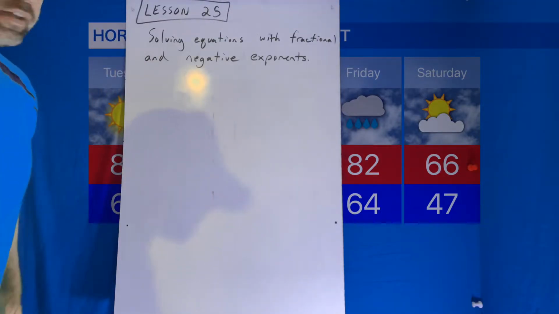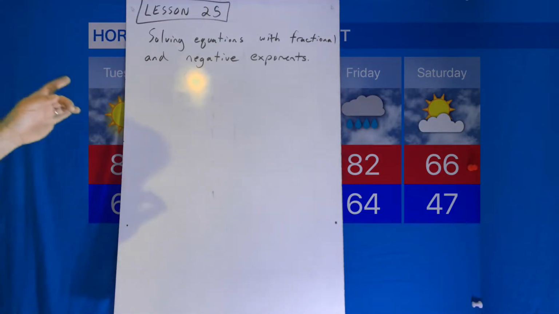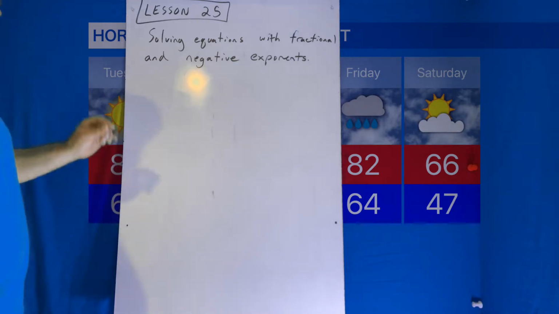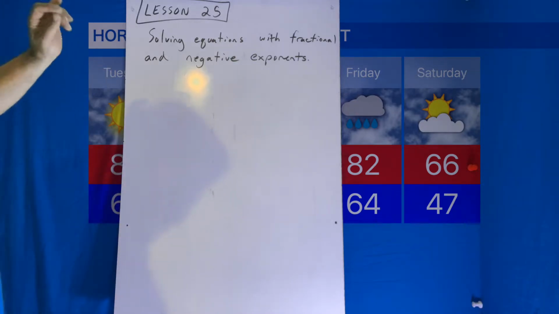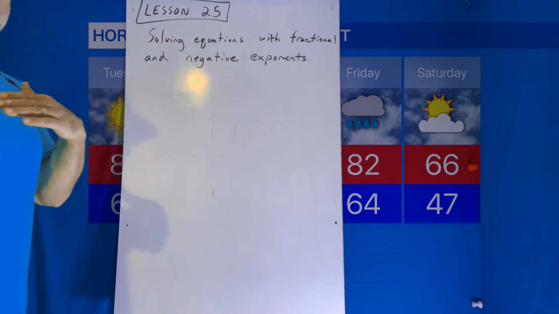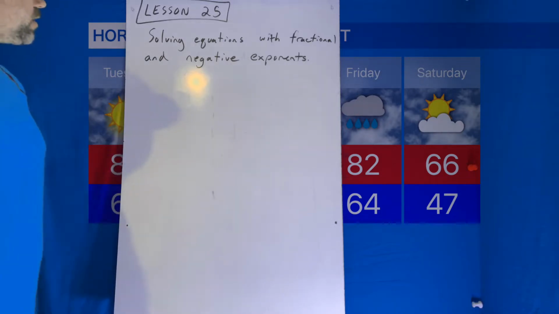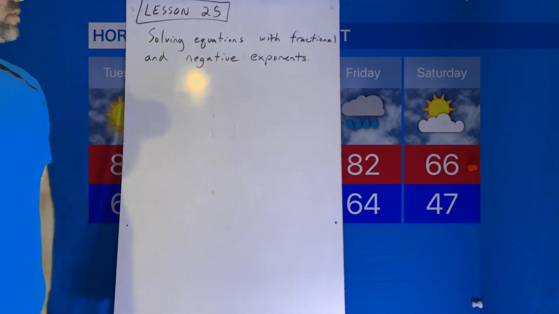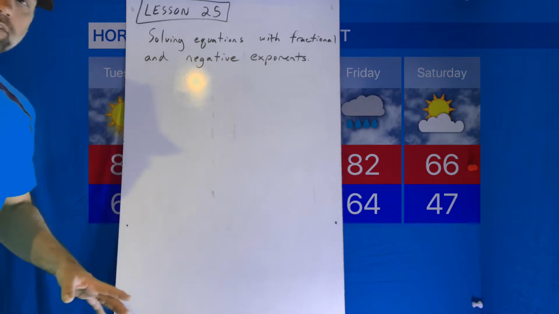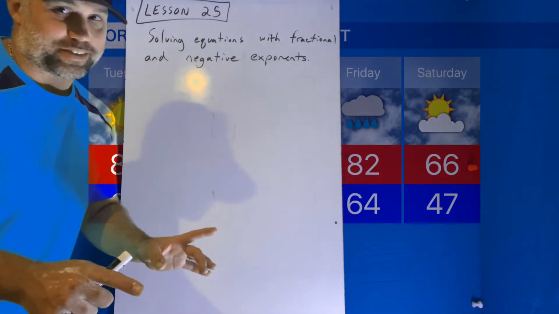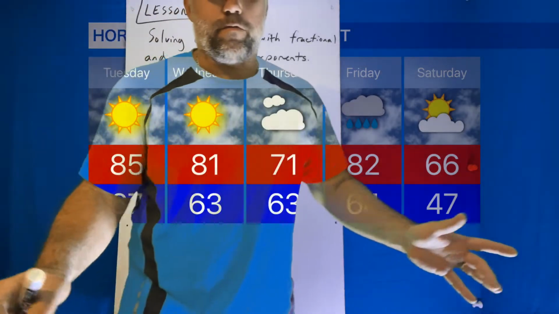All right, everybody, so we have lesson 25. The title is Solving Equations with Fractional and Negative Exponents. That's a lot of stuff in the title, but that's what we're going to do here in just a couple of minutes. In the background, and I'm also wearing a green shirt, so this is exciting, we have the forecast.